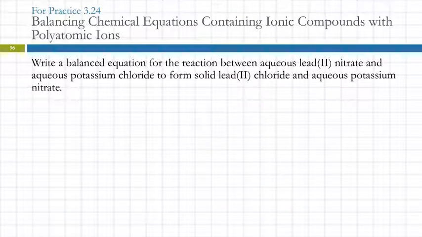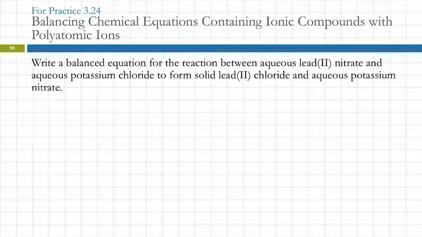Okay, let's do one with ionic compounds. Write a balanced chemical equation for the reaction between aqueous lead-2 nitrate and aqueous potassium chloride to form solid lead-2 chloride and aqueous potassium nitrate. We need to write formulas for these ionic compounds.